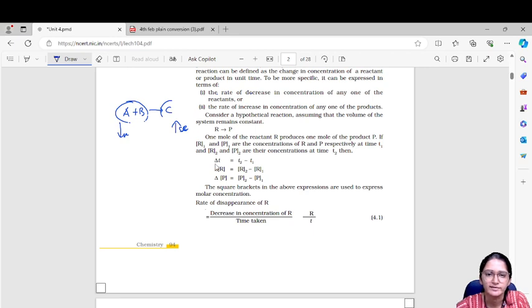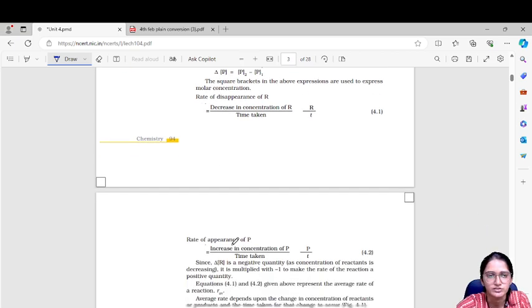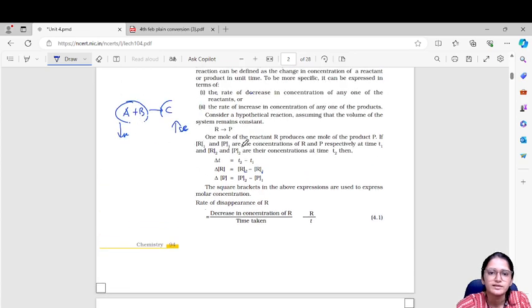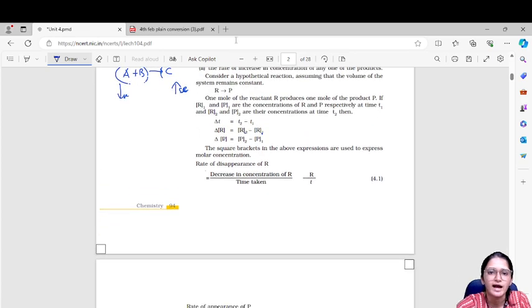So delta R, that is the change in concentration of reactant, is equal to the concentration of the reactant at final minus the concentration of the reactant at initial. Then delta P, that means change in concentration of product, is the same, P2 minus P1, and square brackets represent the concentration. Now we will talk about reactant and product here, that is R and P.